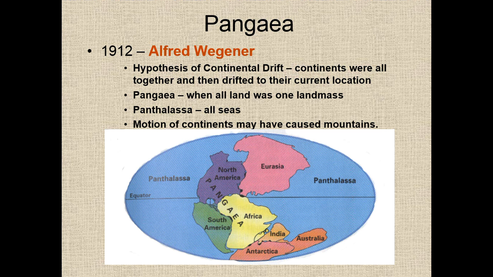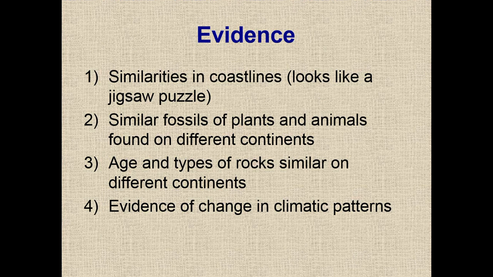He called the large ocean area Panthalassa. So he thought all the continents were together, which means all the oceans were together. And he came up with four really good pieces of evidence of why he thought this was true. But he was missing something. And we'll talk in a minute about what he was missing and why his hypothesis never became a theory.